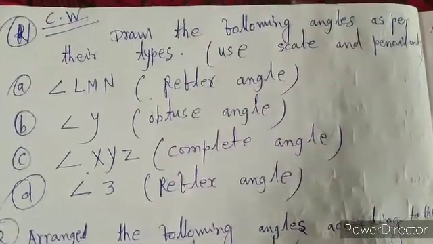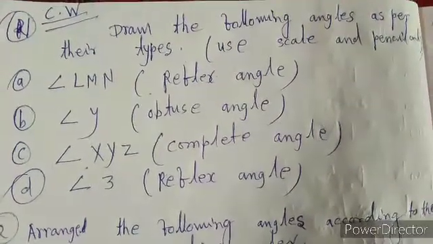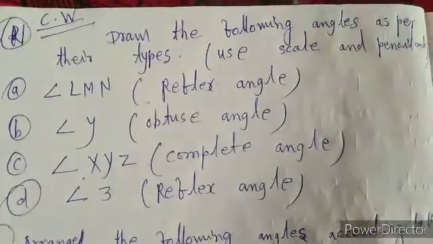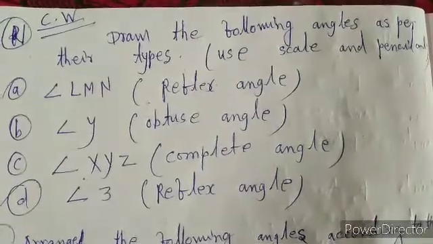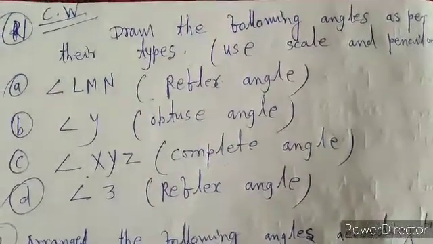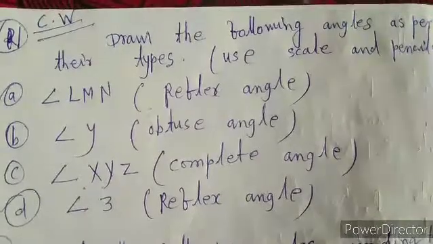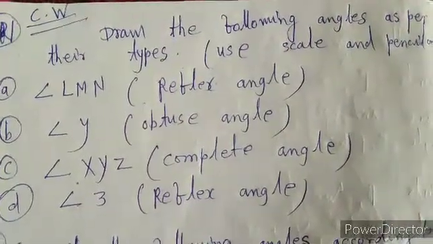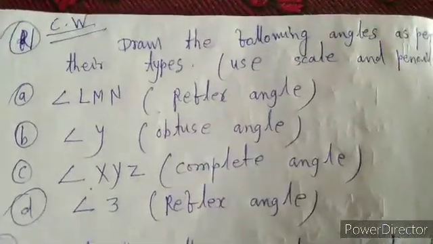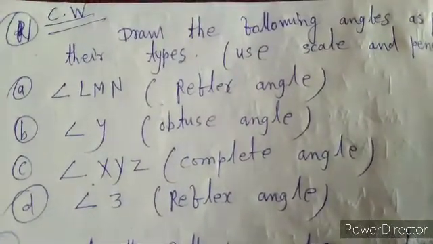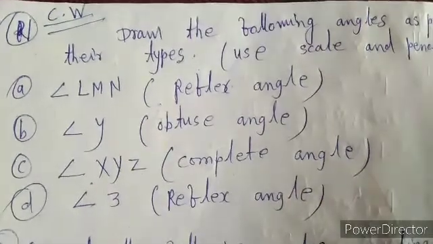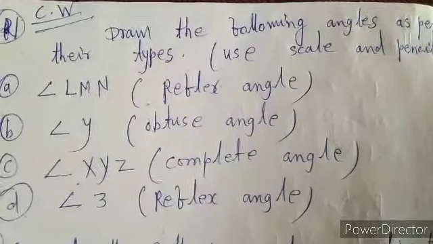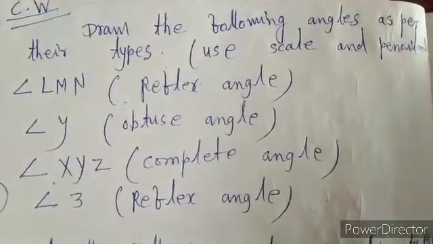Now I give you some questions to solve in the class. Solve these questions and send them to me. The first question is, draw the following angles as per their types. Use only a scale and pencil for this. A, angle LMN, reflex angle. B, angle Y, obtuse angle. C, angle XYZ, complete angle. D, angle 3, reflex angle.